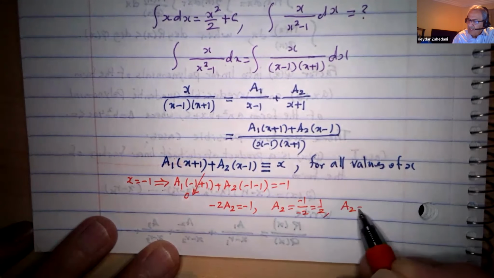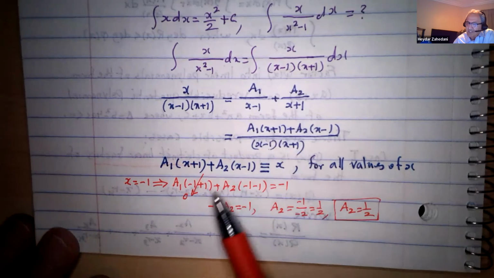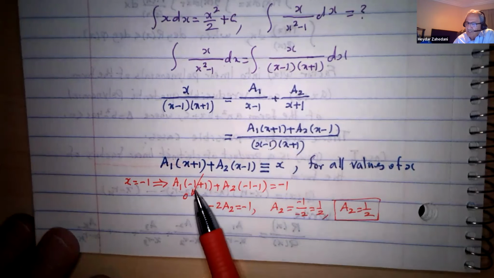Okay, so I can use any number I like. So why not pick the easiest one? I picked x equal to negative 1 first, to make this one 0 right away. The other number is x equal to 1. So you pick x equal to 1.